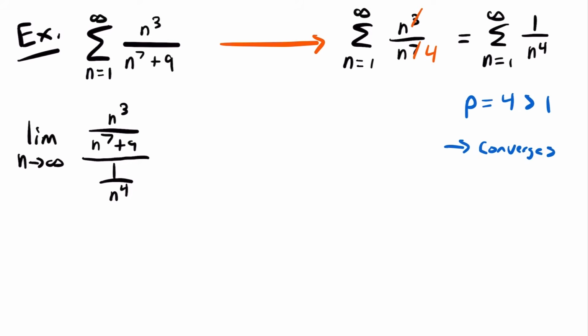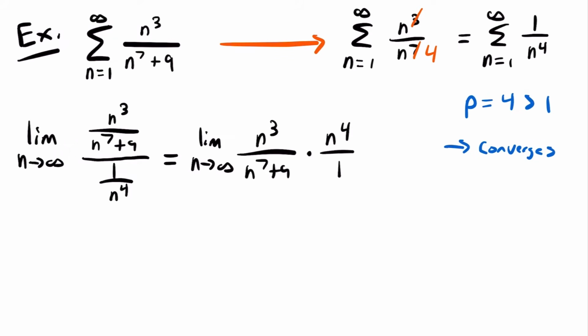And now all we have to do is evaluate this limit and see if it is equal to a finite value. All right, now we have a rational expression divided by another rational expression, or a fraction. And remember that dividing by a fraction is the same as multiplying by the reciprocal of that fraction. And so we would say that this is equal to the limit as n approaches infinity of n cubed divided by n to the power of 7 plus 9 times n to the fourth power divided by 1. All right, so instead of dividing by 1 divided by n to the fourth, we are multiplying by the reciprocal, which is n to the fourth divided by 1.